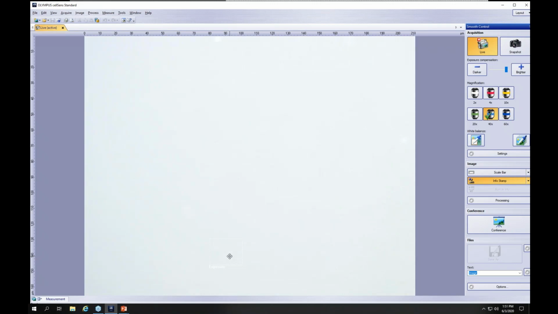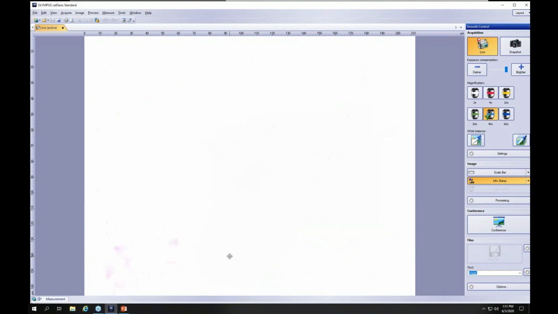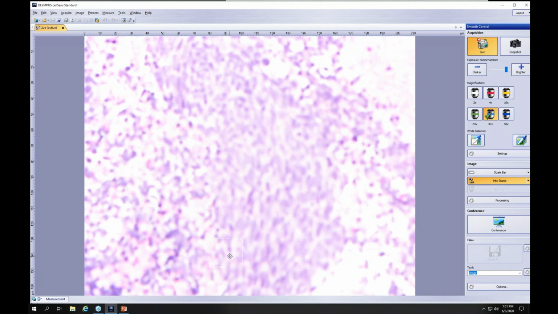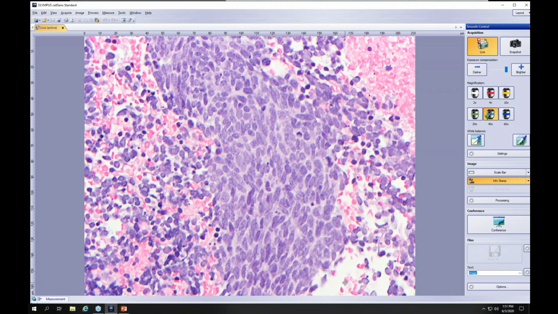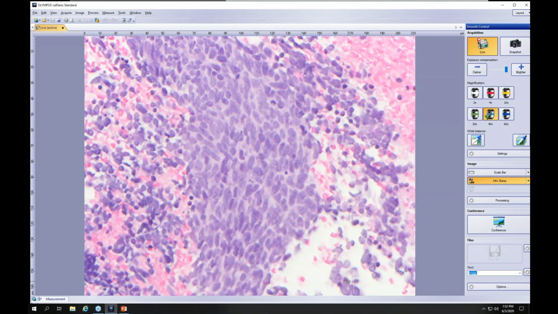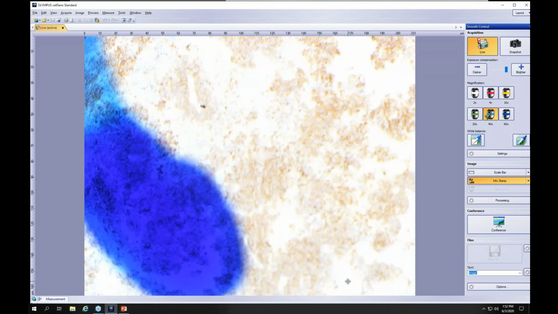So we did a cell block on this case, which was very cellular and has some of the same features. High NC ratio, very crowded. We performed a few special stains. I'm just going to show you a couple because of time, so we can get through all the cases.